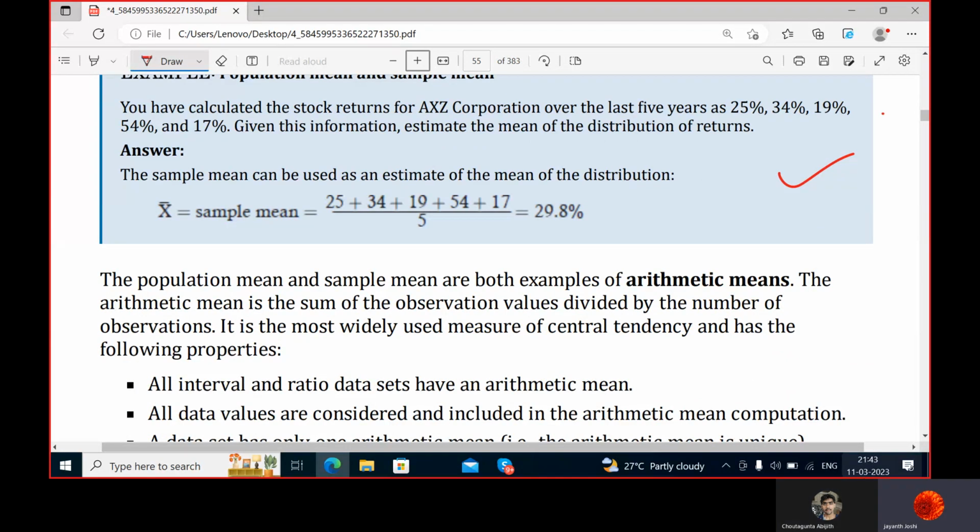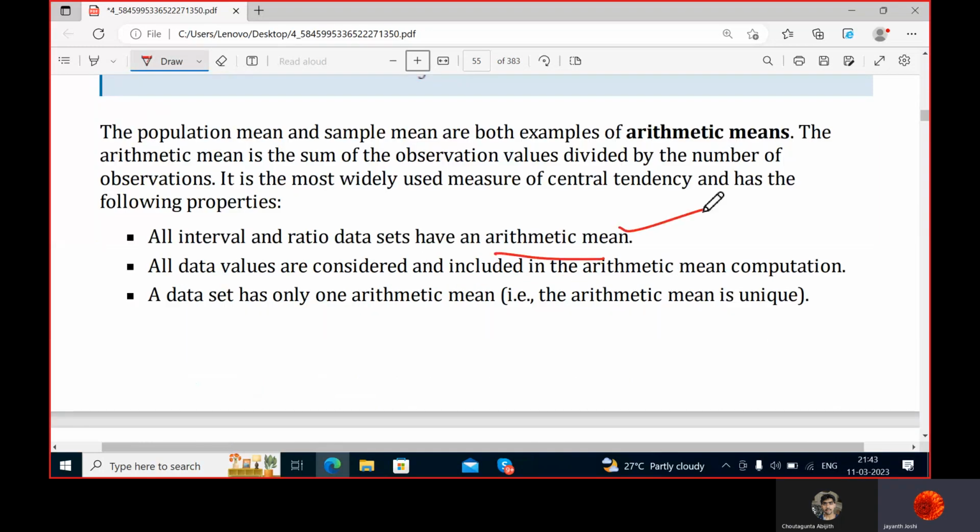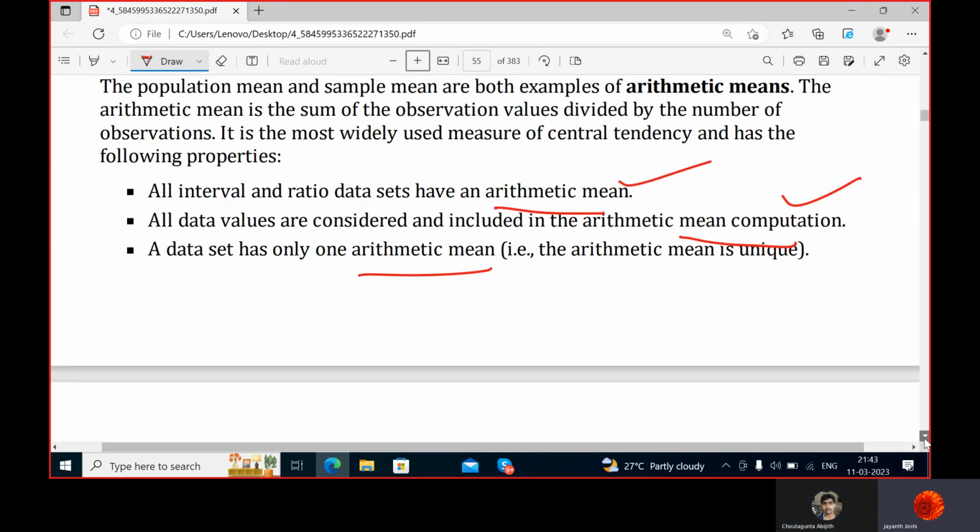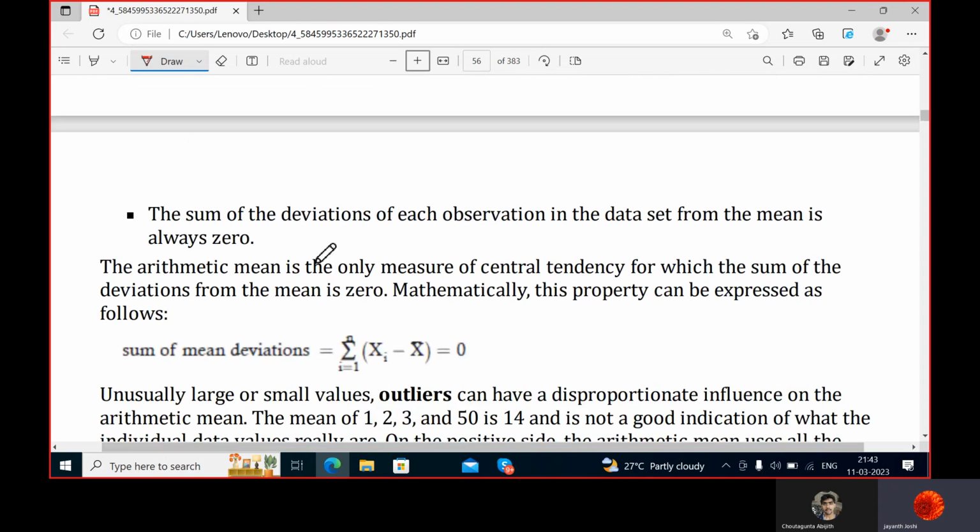Let's see the properties of mean. All interval and ratio data sets have an arithmetic mean. Anything which is in the form of interval or ratio data sets, you can easily find the arithmetic mean for. All data values are considered and included in the arithmetic mean computation. A data set has only one arithmetic mean, not more than that, and it is unique. And you should always know the sum of the deviations from the mean is always equal to 0.